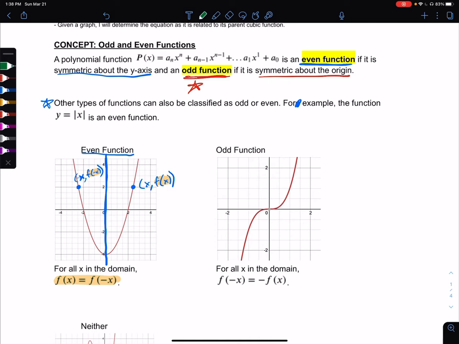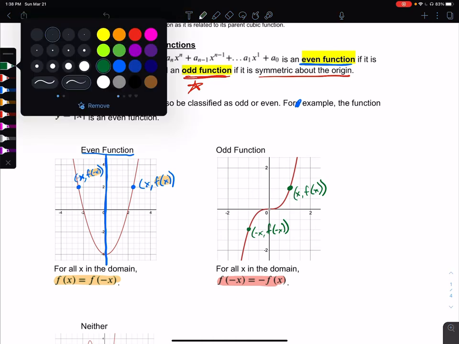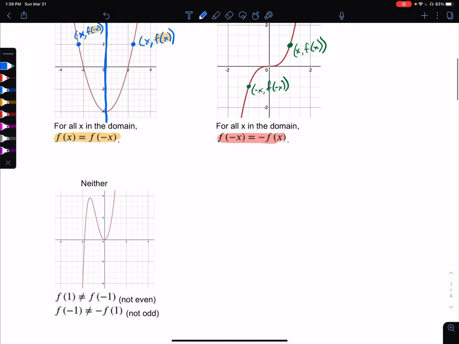And now for the odd functions, let's pick a number here. This looks like 1, 1. So this one here would be x, a function of x. And then same thing down here, we have this point. This would be our negative x value, and that would be a function of negative x. And then we have this statement here. For all x in the domain, for odd functions, f of negative x will be equal to negative f of x. And you'll see how that plays out a little bit more as we go through some examples in this section.